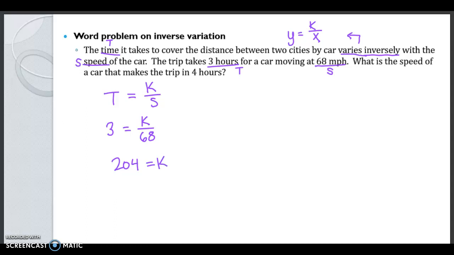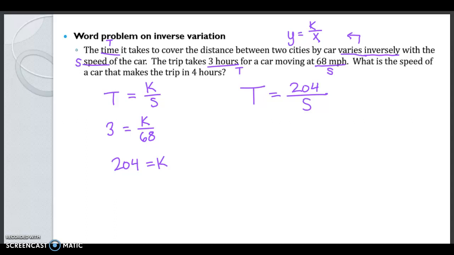Now what is k in this problem? Remember, k is just the constant of variation. So our actual equation has to have k in it, because if it didn't have k in it, then it's just an inverse statement. So t equals 204 over s is our equation.